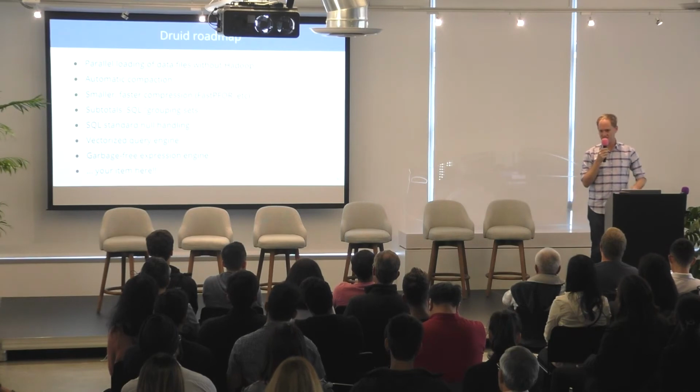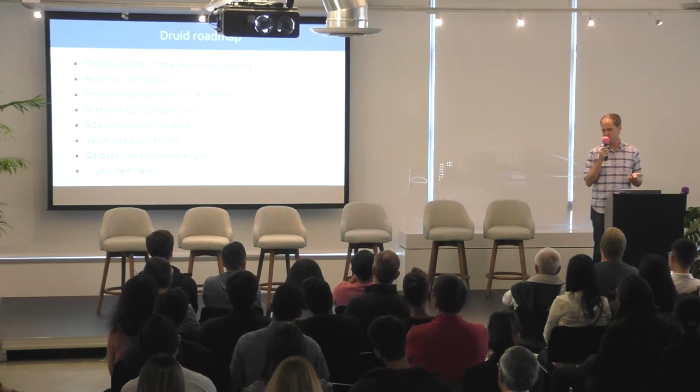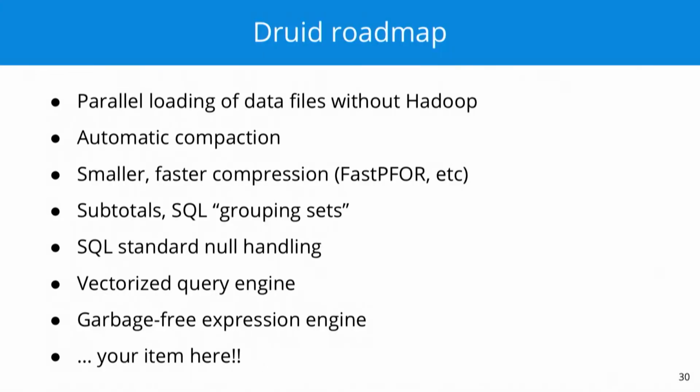SQL standard null handling. So right now, the way Druid handles nulls is a little bit idiosyncratic. And handling it in a SQL standard way is cool for people that speak SQL. So we're doing that. And then the last 2 things that I think are cool are performance-related stuff. So vectorized query engine. It's operating on rows in chunks instead of 1 row at a time. And a garbage-free expression engine. So really, not trusting the JVM GC to do an awesome job and just having an expression engine that doesn't generate garbage in the first place.